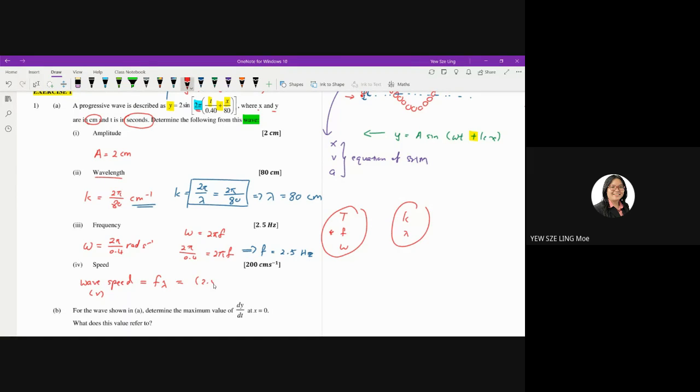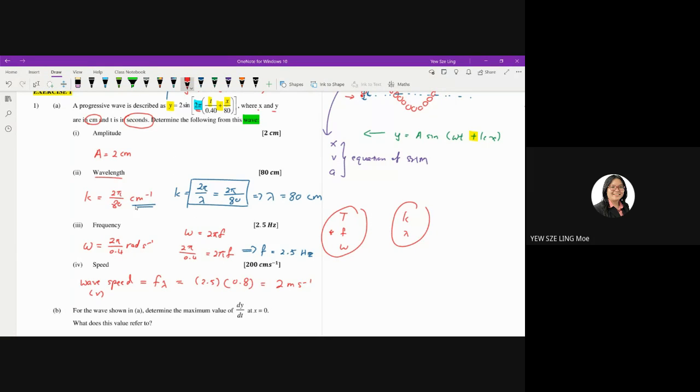So 2.5 times, now remember, change it into SI unit, 0.8 meter. Therefore, you obtain 2 meters per second. So that is how you solve question 1A.